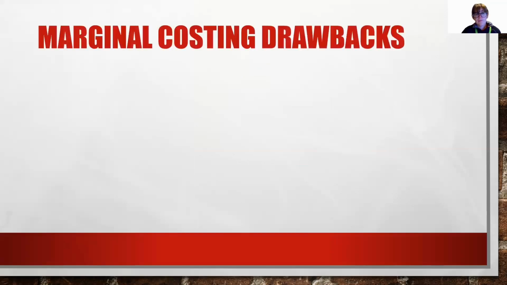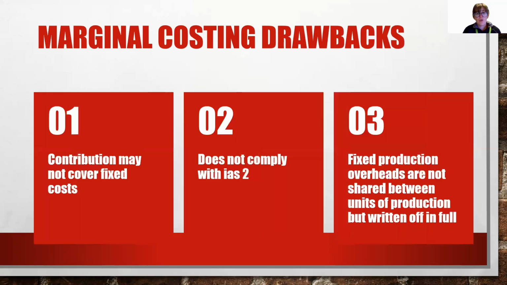Now, of course, everything that has advantages also has drawbacks. So what are some of the issues then with marginal costing? Well, if we are just focusing on contribution, it may not necessarily cover all of our fixed costs. It also does not comply with International Accounting Standard 2 when it comes to valuing inventory. And point 3 is that our fixed production overheads are never going to be shared between our units of production, but instead they are going to be written off in full.